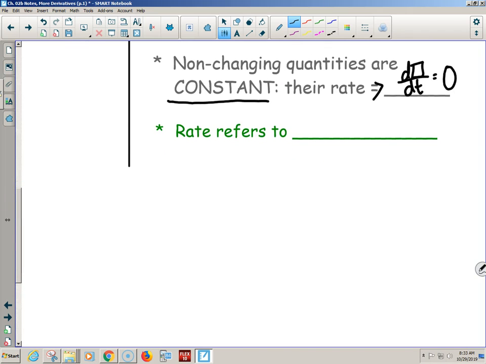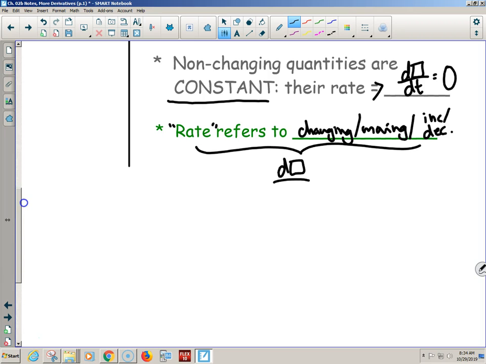Oh, hey, what does rate refer to? If you see that word, remember we said you're going to see it a lot. Rate? You could see changing, you could see moving, increasing, decreasing. All these different words refer to rate, but remember all of these point to our d box dt. Whoever's rate, whoever's changing, whoever's increasing, whoever's decreasing, that is a d box dt.